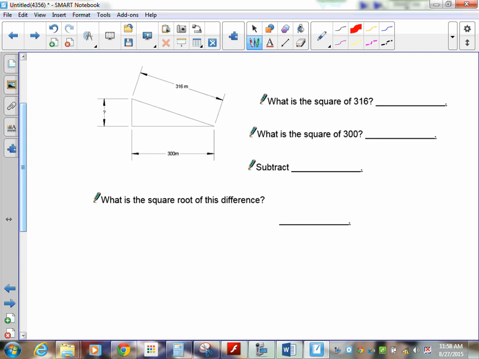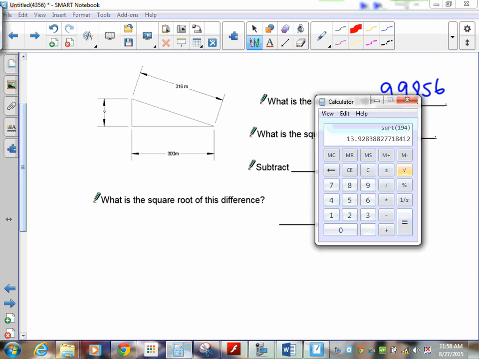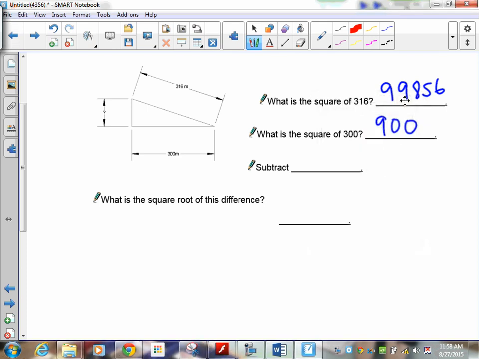Okay, first thing you need to do is get your calculator out. What is the square root of 316? That is 99856. What is the square of 30? That is 900. Is that right? That doesn't look right. My notes might be wrong. 900. Okay, so now we take and subtract it. That doesn't look right.